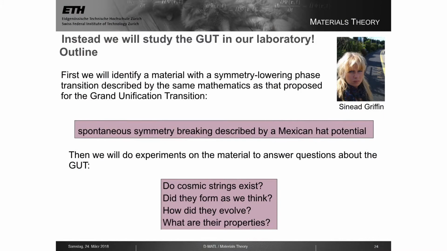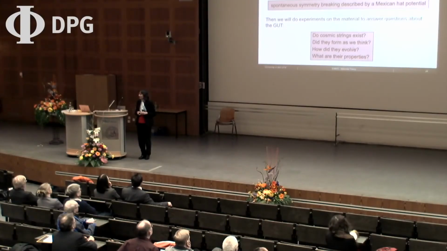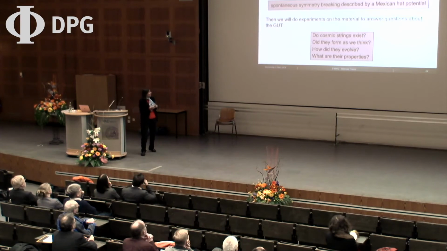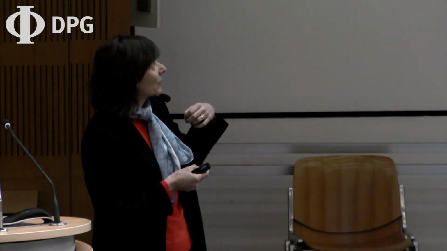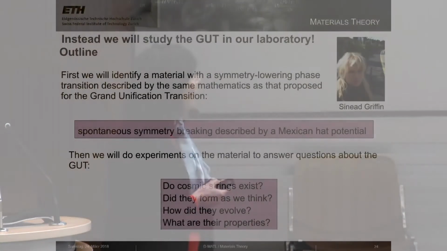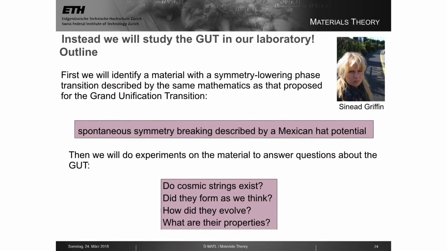So what we would like to do instead is to study the grand unification transition in the laboratory. And our plan is to identify a material, a lump of stuff, that has a symmetry-lowering phase transition that's described by the same physics as that which is proposed for the grand unification transition. And that's this spontaneous symmetry breaking concept that we discussed so far, described by a Mexican hat potential. And then we'll do experiments on our material to answer questions about the grand unification transition.